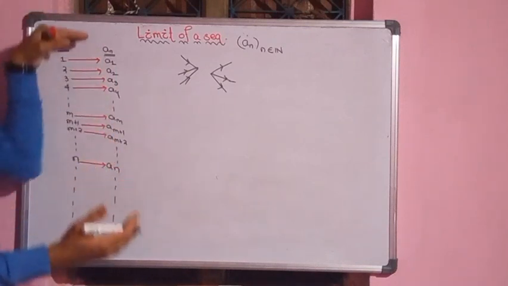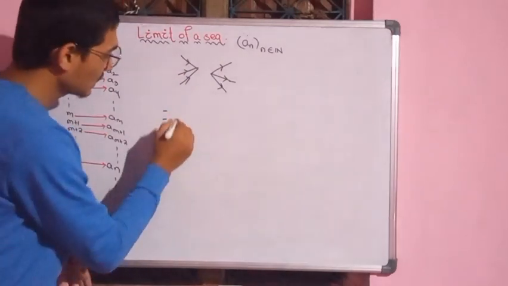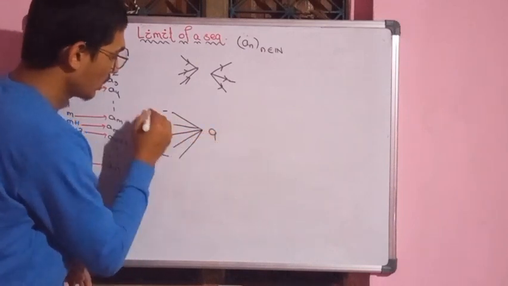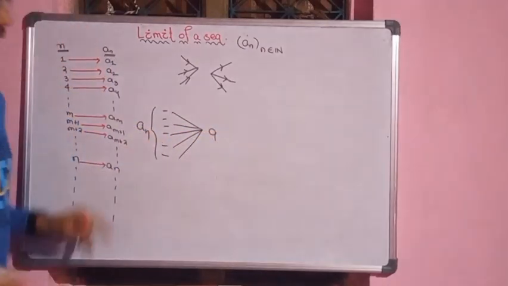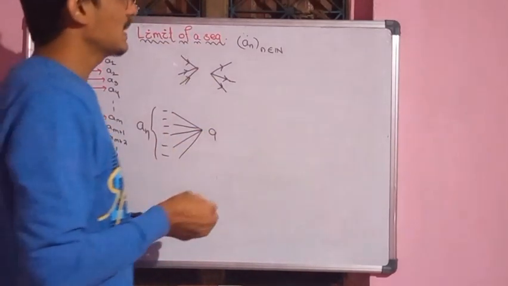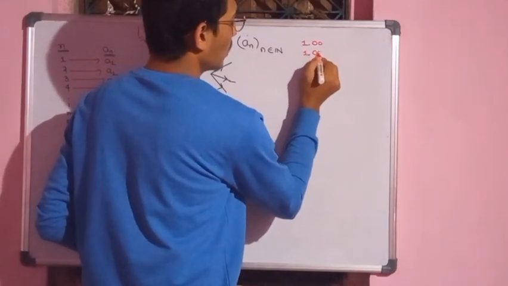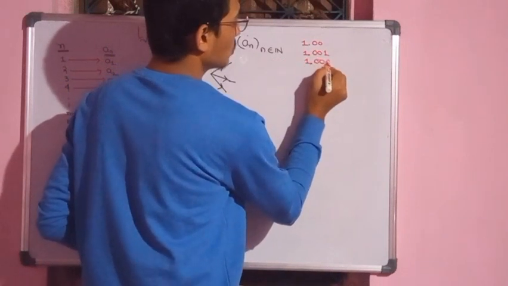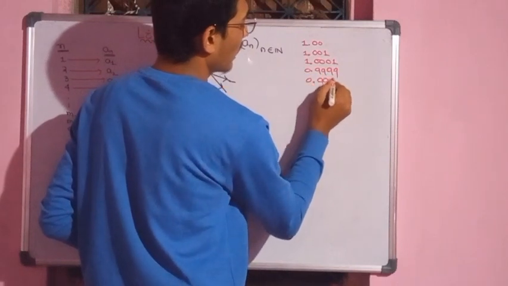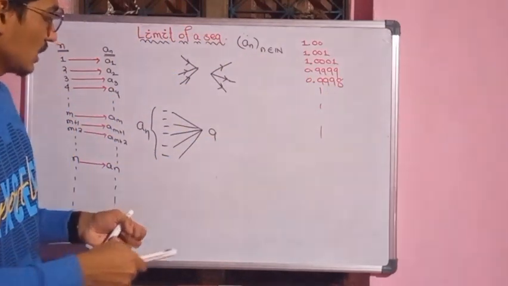If the terms of the sequence are converging to a number, let's say a, where all the terms I denote as an, then I will say my sequence is convergent. Let's understand by an example. Let's say my sequence is like this: 1.00, 1.001, 1.0001, 0.9999, 0.9998. Like this my sequence is going on. All terms are like this, and actually these are converging.